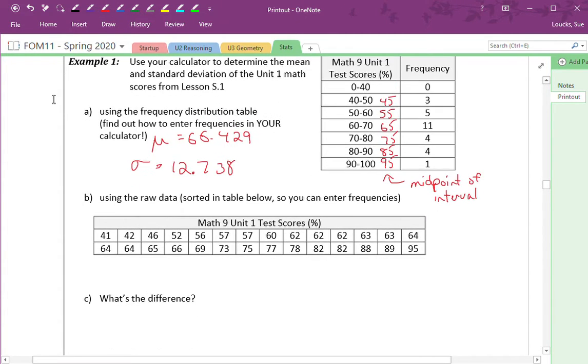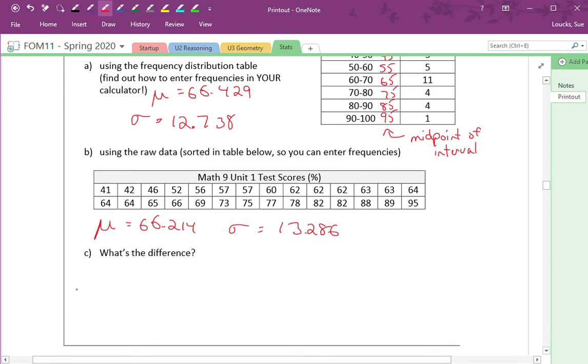This part B is having done it with the raw data that the frequency table came from, and the numbers that you should get. I want you to try this because it's good practice. You get mu equals 66.214 and sigma equals 13.286. So what's the difference between these numbers?